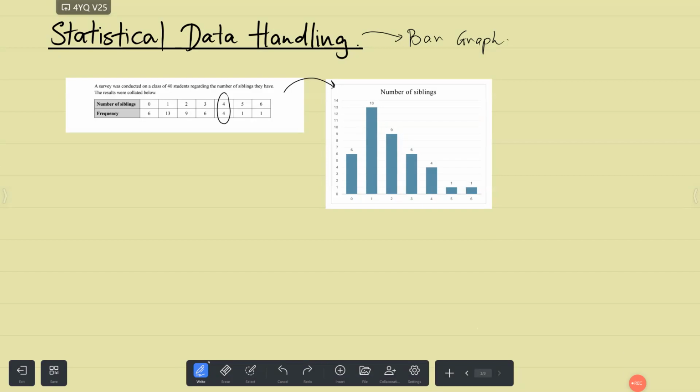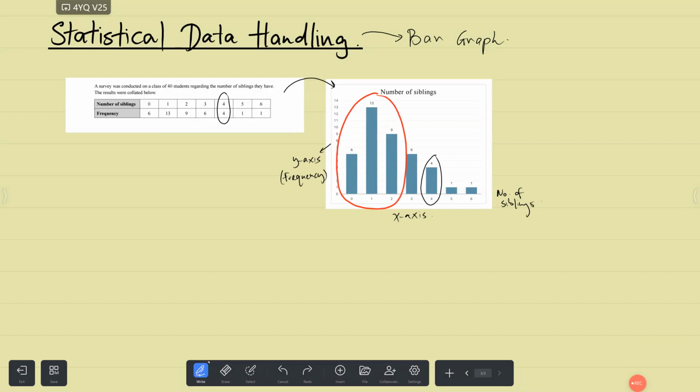The first thing we have to do is look at the columns once again, and let's interpret this column. It says there are 4 students with 4 siblings, and it's clearly shown here in our bar graph where there are 4 students with 4 siblings. And this is done because there's a y-axis over here that will allow us to look and compare the numbers of each category, and also an x-axis to illustrate the number of siblings for each category. The y-axis represents the frequency, and of course the x-axis represents the number of siblings.